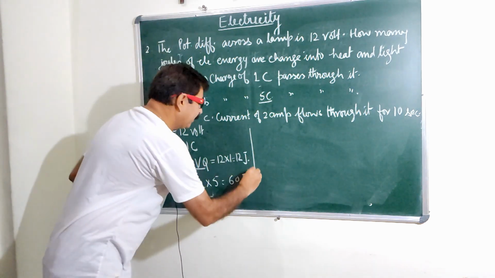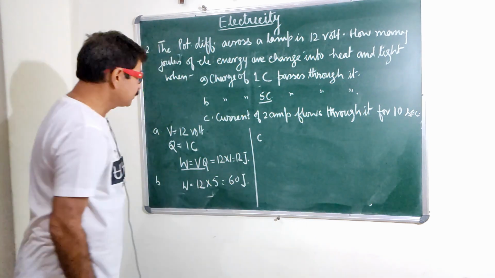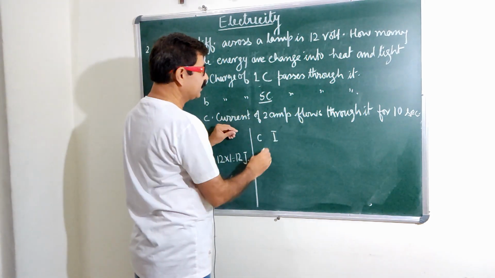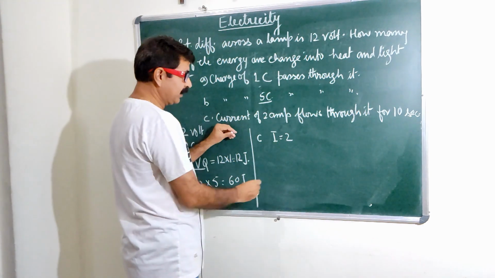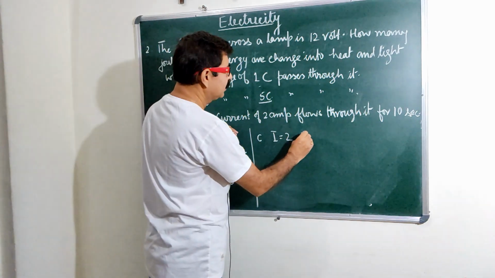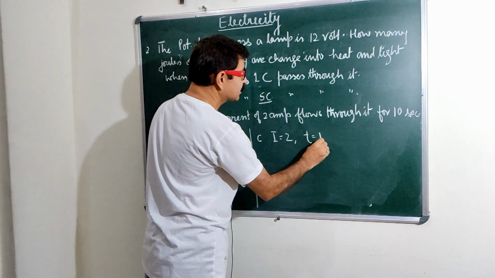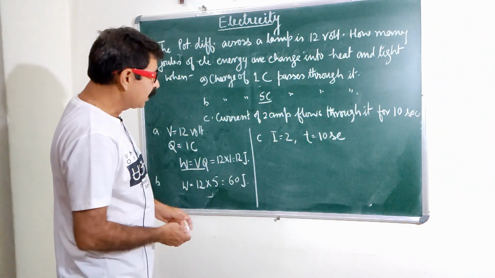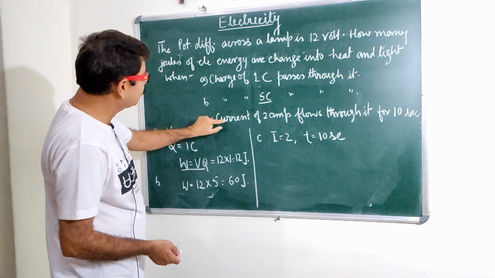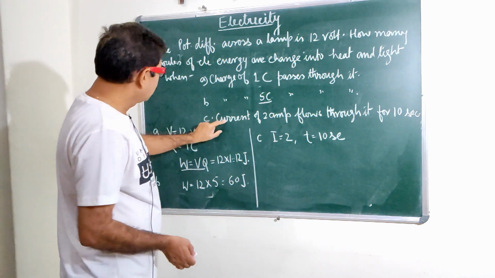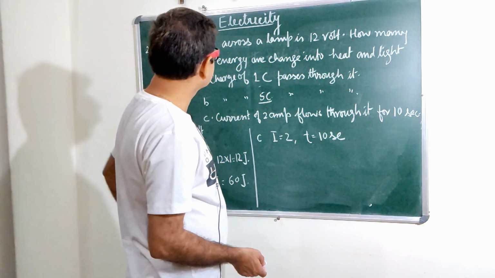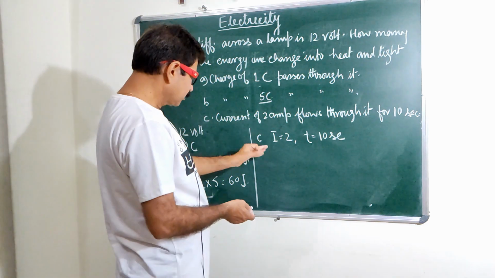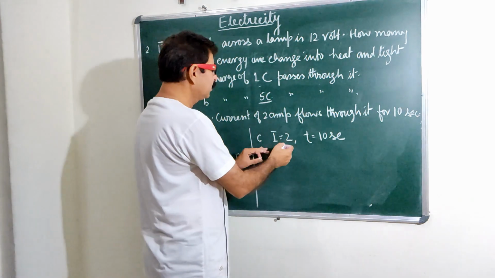Third, the C part. C part is given a current of 2 ampere. That is, I is equals to 2. Time is given as 10 seconds. T is 10 seconds. And they are asking energy, that's W. So first of all we have to find out Q.